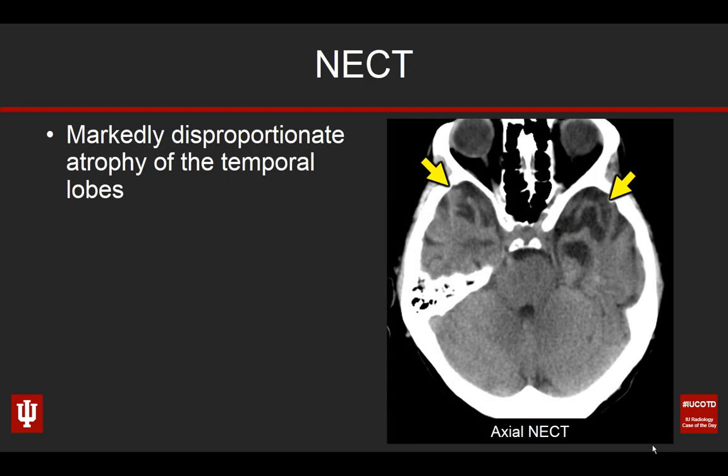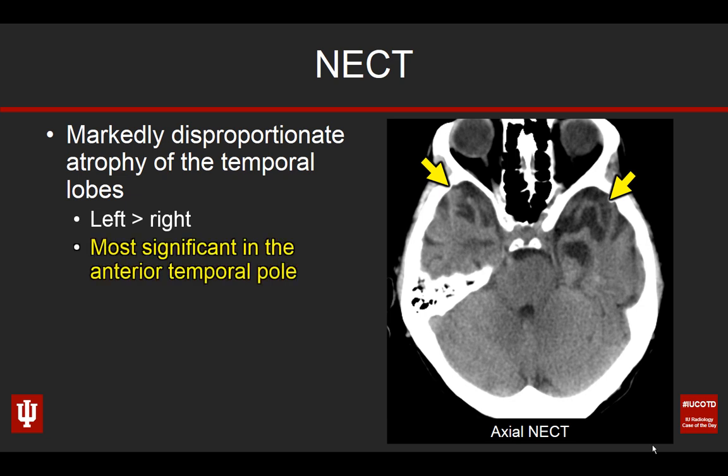Okay, so let's take a look at the imaging. First up, we have our axial noncontrast CT. And as the yellow arrows note in this patient, we have markedly disproportionate atrophy involving the temporal lobes. Now, based upon this image and the FLAIR image that you'll see in just a moment, it looks like this is worse on the left than the right. Both sides are involved, but the left more so than the right.